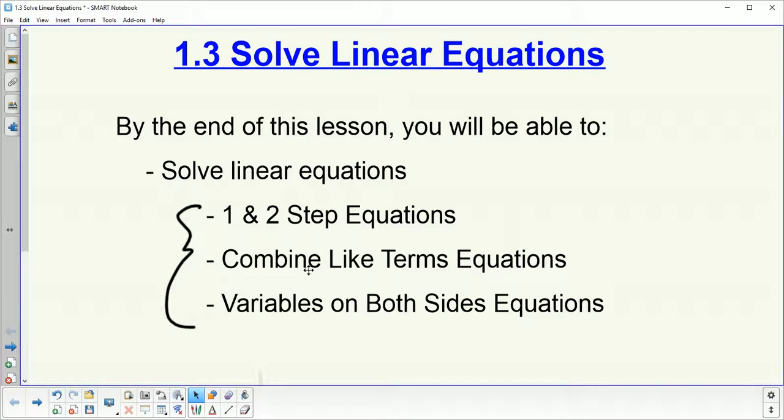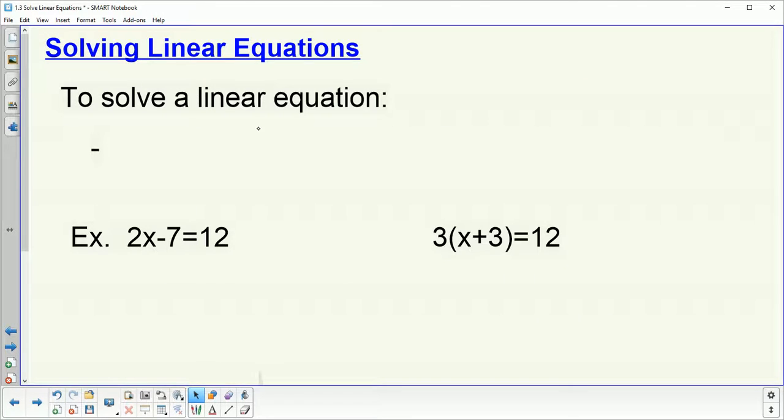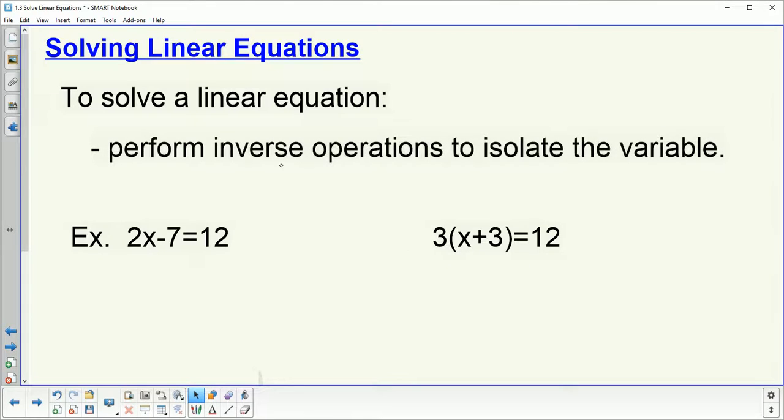1 and 2 step equations, an equation where we have to combine like terms, and an equation where we have variables on both sides. So first thing to remember, that when we solve a linear equation, we're always going to perform the inverse operations to isolate the variable, or in other words, get the variable by itself.